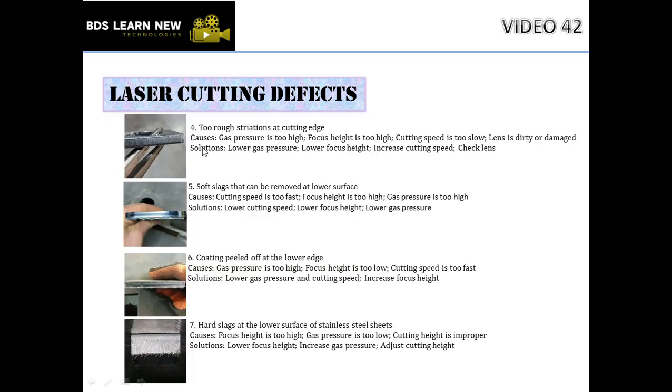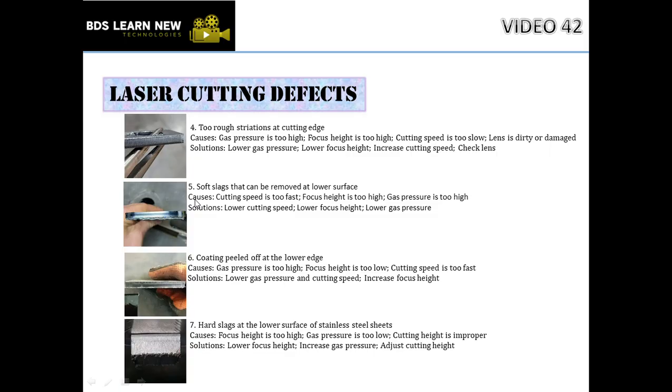Right. So fourth one, two rough serrations at the cutting edge like this. What are the causes? Gas pressure is too high, focus height is too high, cutting speed is too slow, or lens is dirty or damaged, right? Solutions are lower gas pressure, lower focus height, increase cutting speed, and check lens. And remember, when we are going to check this lens, always take care, right?